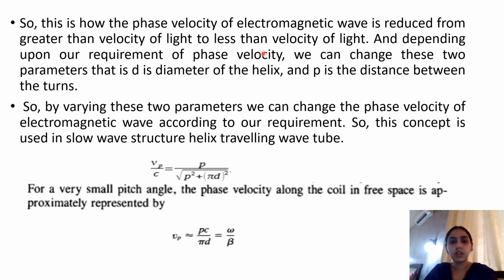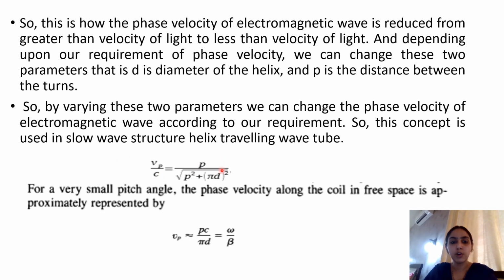Depending on our requirement of phase velocity, we can change the parameters, that is either the diameter d of the helix or p, the distance between the turns. By varying these two parameters, we can change the phase velocity of the electromagnetic wave according to our requirement. This concept is used in the slow wave structure of a helix traveling wave tube. Now this is the ratio of Vp to c.